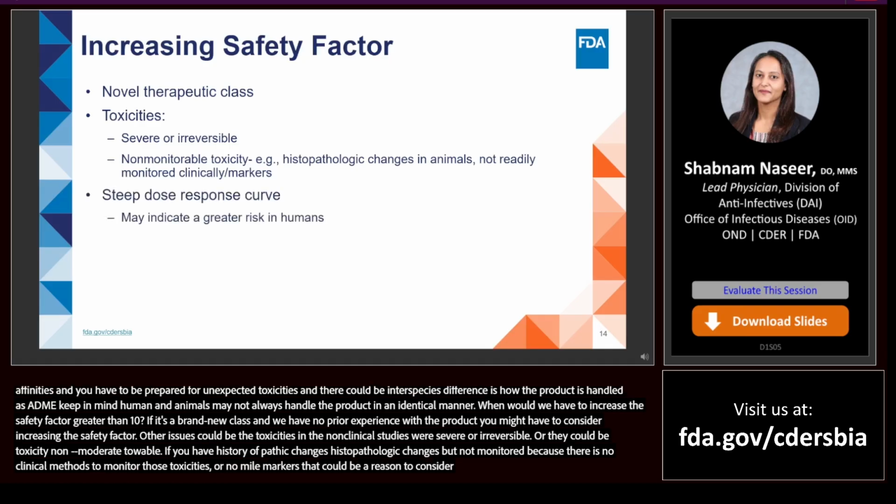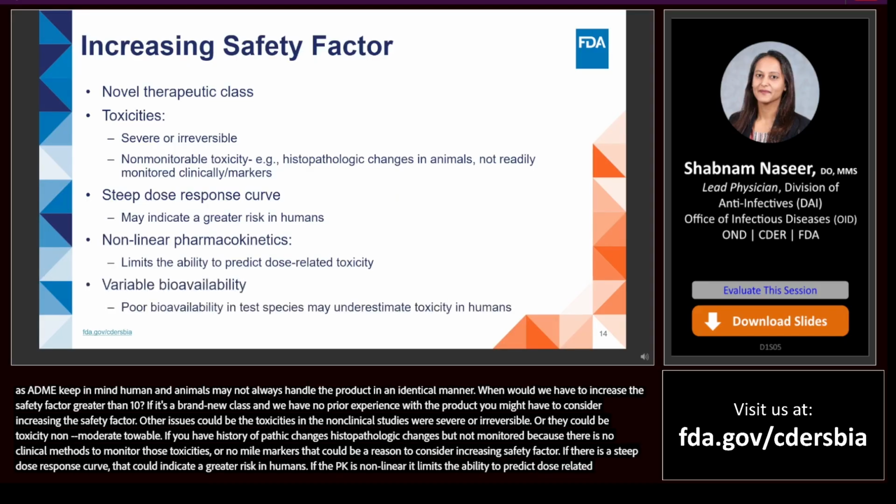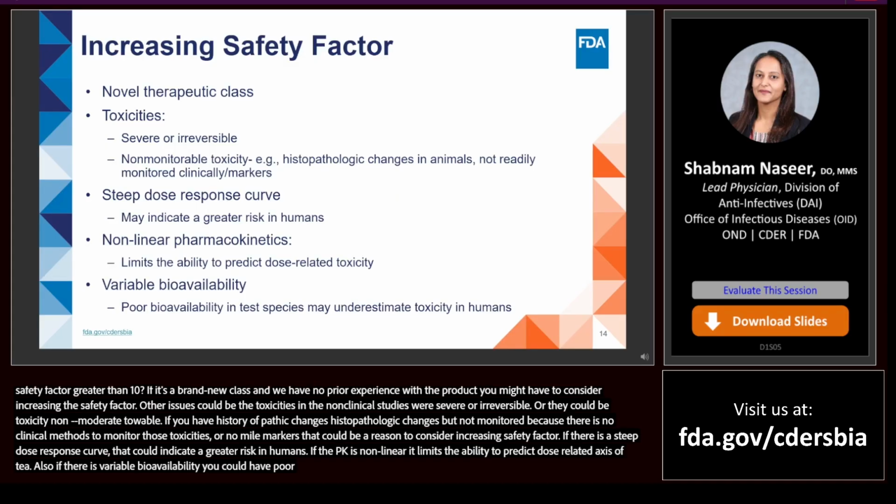If there's a very steep dose response curve, that could indicate a greater risk in humans. If the PK is not linear, it limits the ability to predict dose-related toxicity. Also, if there's variable bioavailability, because you could have poor bioavailability in animals, and that may underestimate the toxicity when you move to humans.